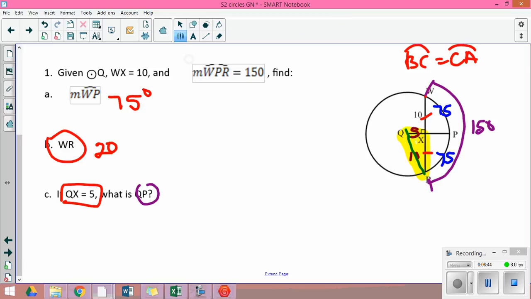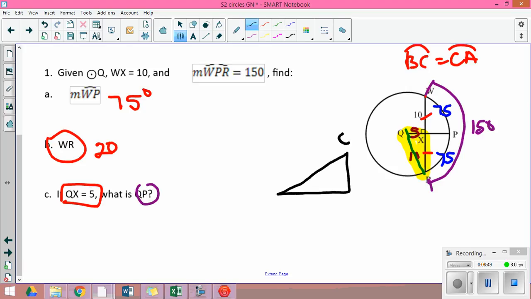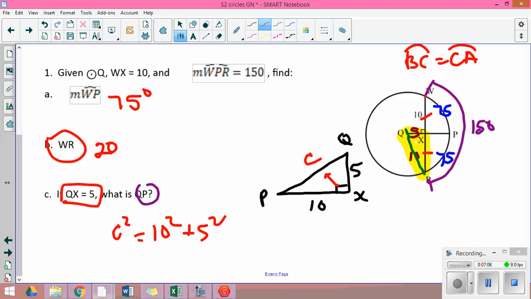And so for clarity, if we pull that right triangle out, Q, X, P, here's the right angle, I was given this as 5, I was given this as 10, then it becomes a really straightforward Pythagorean theorem problem. And so remember, you can always draw that radius in to complete that triangle. And when we work that out, we end up with C being the square root of 125, or approximately 11.2.